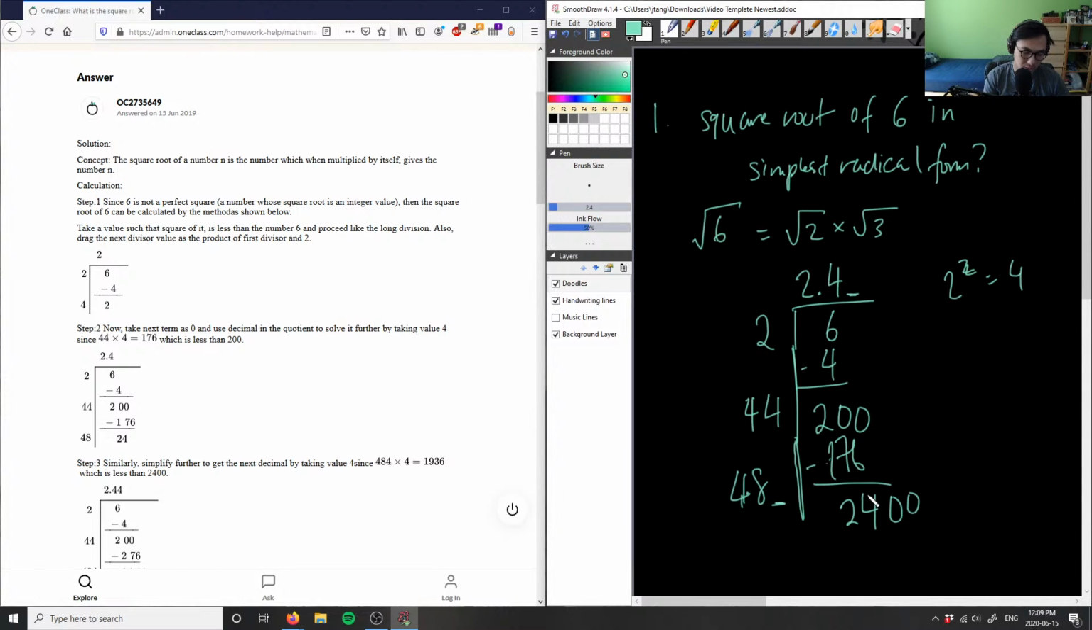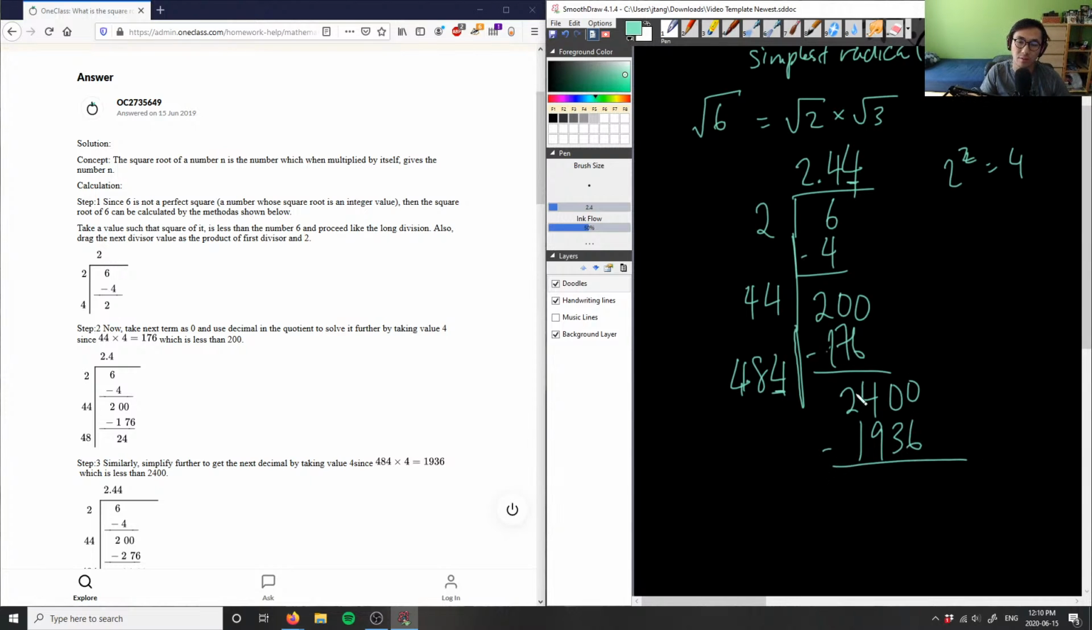483 times 3 is 1449. And then 484 times 4 is 1936. And I believe that I can't do 48 times 5 because that just goes over by 25. So our number here is going to be another 4. So 484, and then 484 times 4 is 1936.